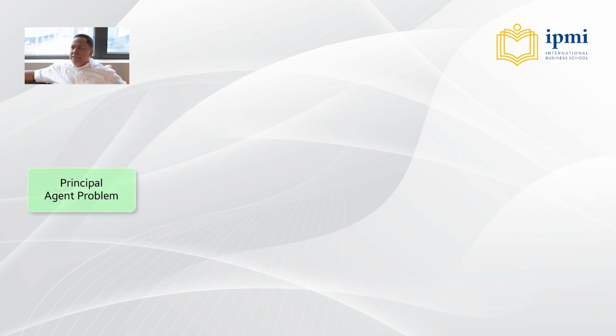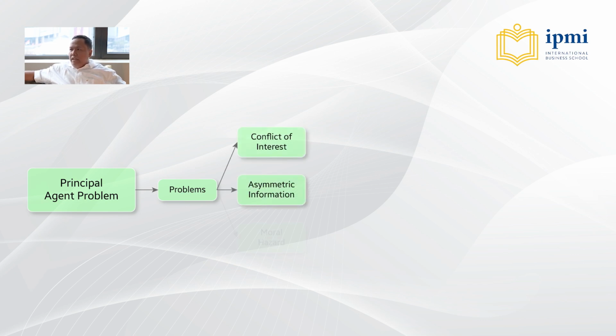Next, we have the principal agent problem, and we are going to discuss the problem and solution. The principal agent problem is about conflict of priority between a person or group and the representative authorized to act on their behalf. First, we are going to talk about 3 main problems, which are conflict of interest, asymmetric information, and moral hazard. Then, what will be the solution for these 3 main problems?